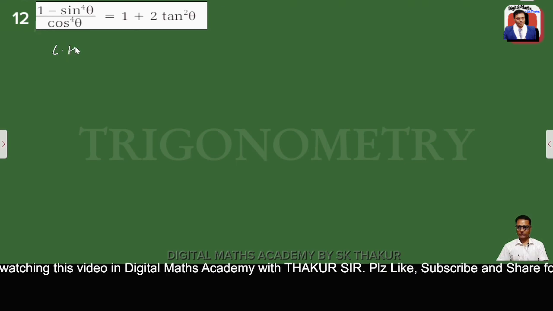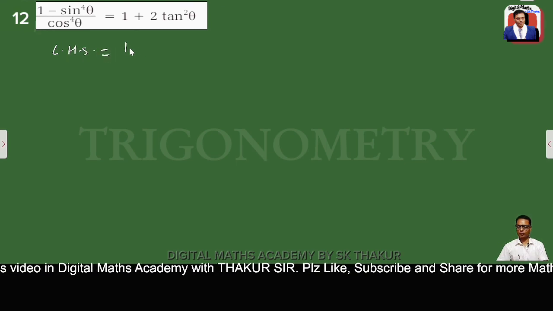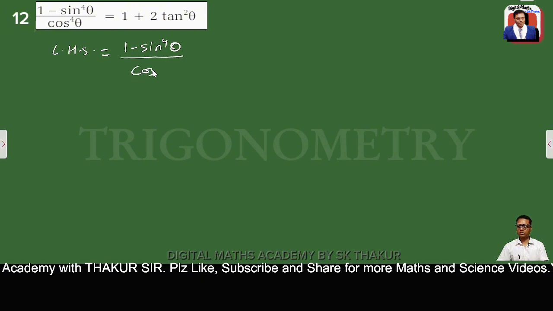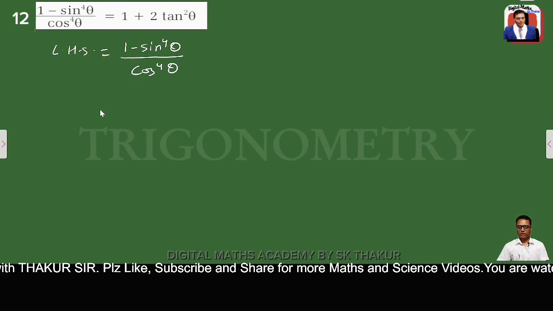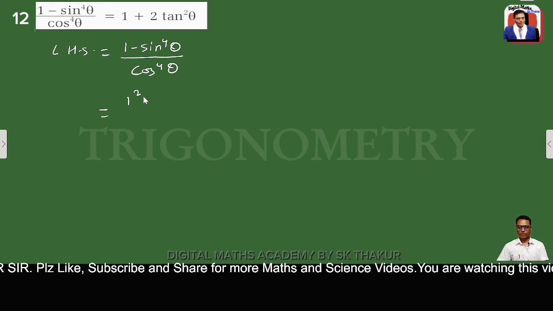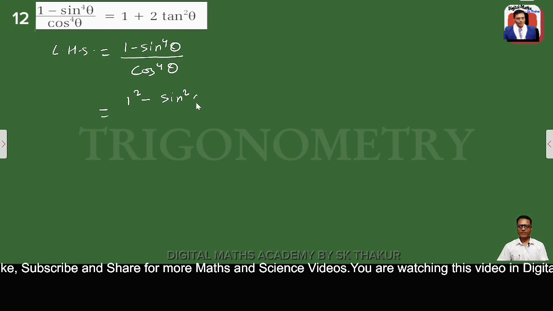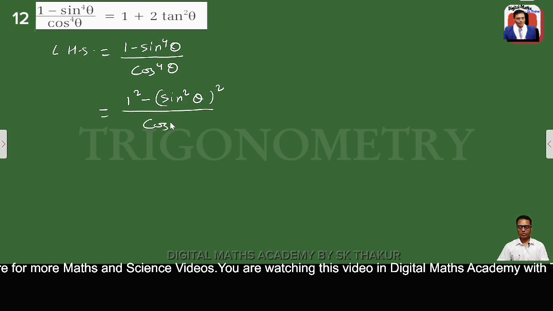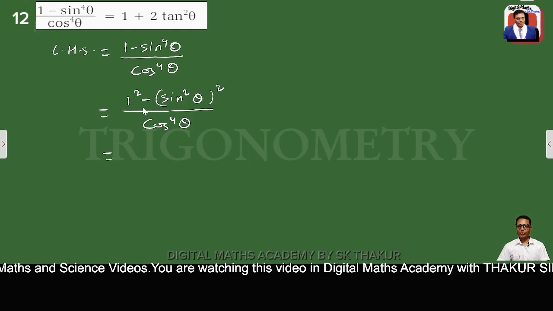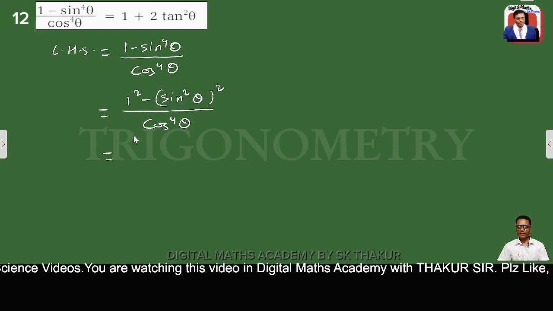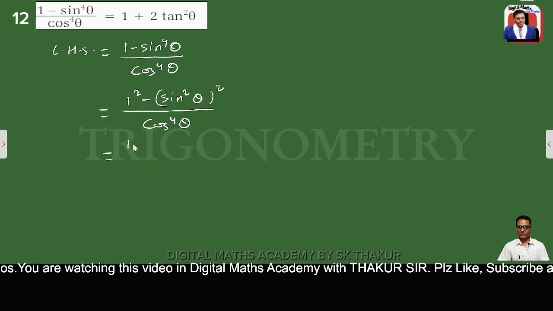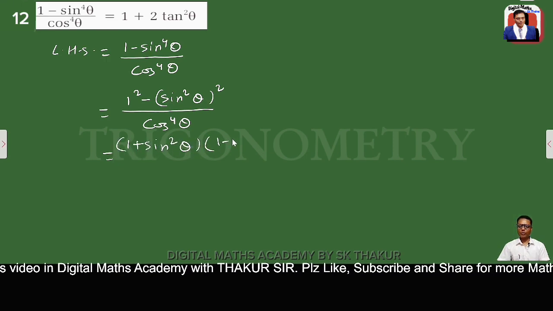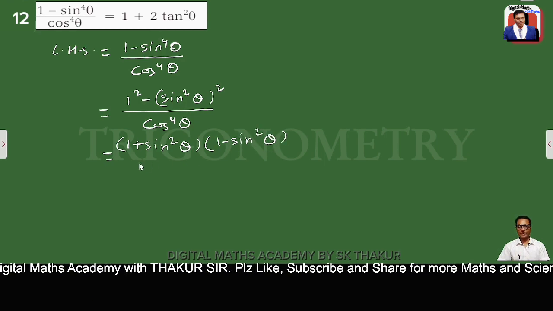So we are going to choose left hand side here. Left hand side is 1 minus sin to the power 4 theta over cos to the power 4 theta. So at the numerator we can write 1 square minus (sin square theta) whole square. And at the denominator as it is, that is cos to the power 4 theta. And we apply a square minus b square formula at the numerator. So we write here (1 plus sin square theta), that is a plus b, and (1 minus sin square theta), that is a minus b.